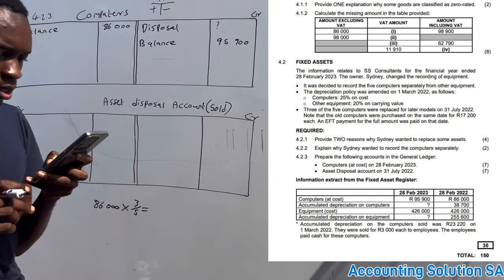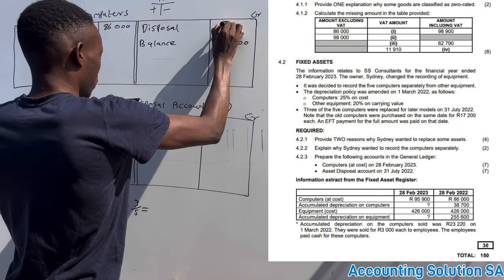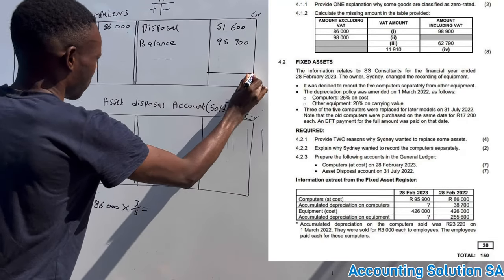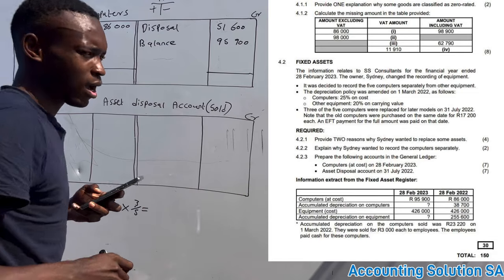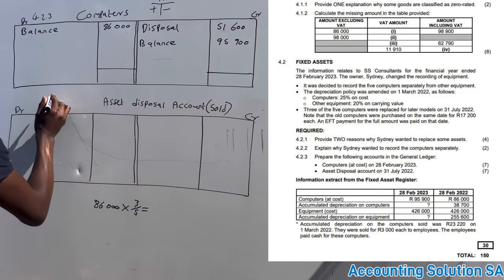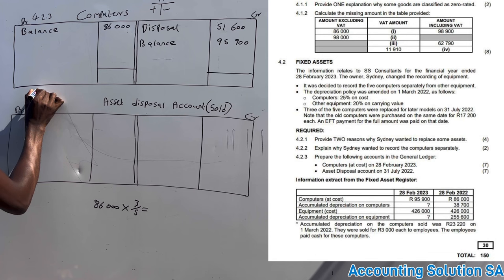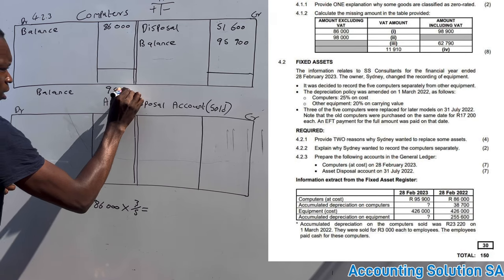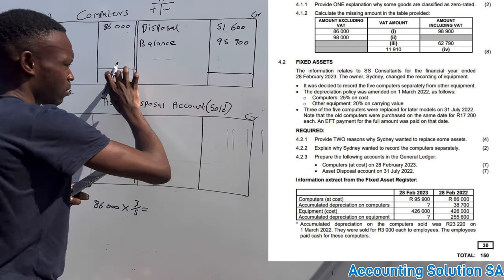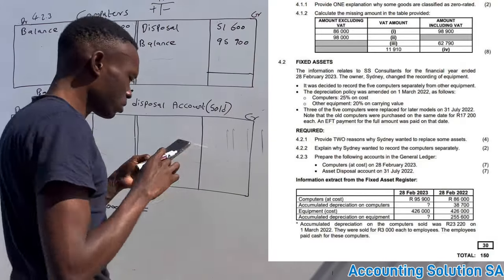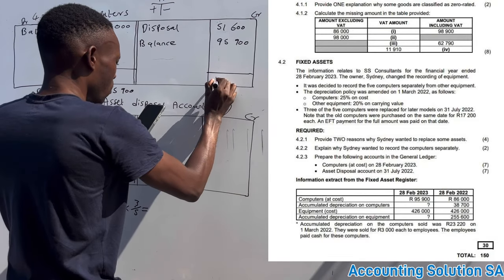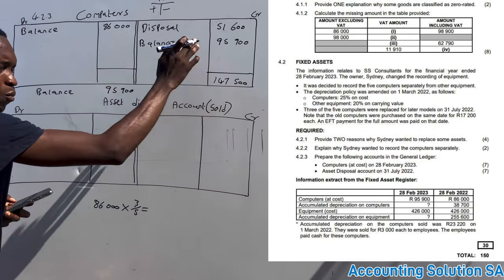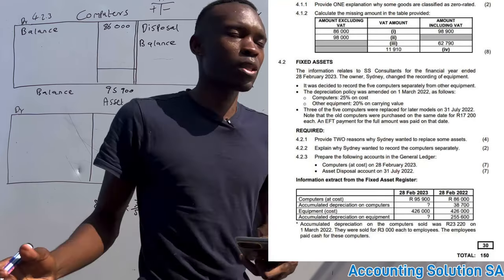Okay, if you do this, you are going to get 51,600, just like this. Which means that now the account, remember this one, we are going to do balance carry down here, balance of 95,900. But we need to get the total this side, because in this case we no longer have anything this side, which means that we have to calculate a total of 147,500.